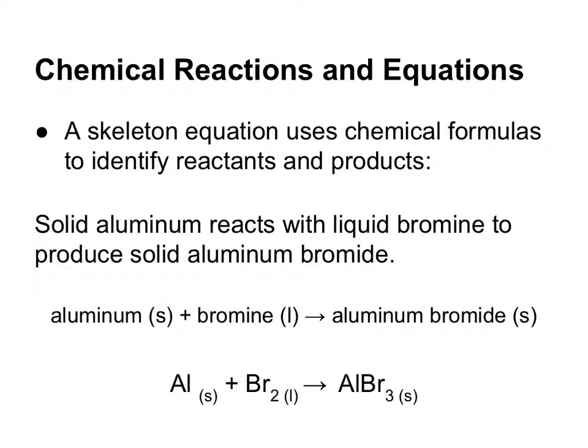But again, I want to point out that the equation at the bottom of the page says exactly the same thing as the sentence that we started with. Solid aluminum reacts with liquid bromine to produce solid aluminum bromide. That's how you read the equation at the bottom of the page. It's just been abbreviated into element symbols and formulas.